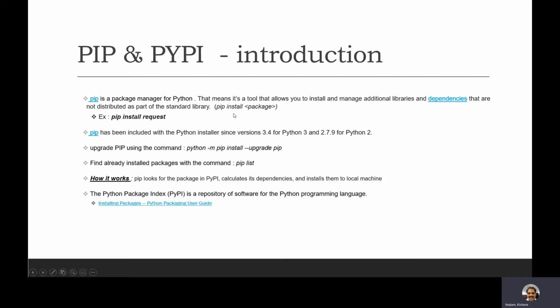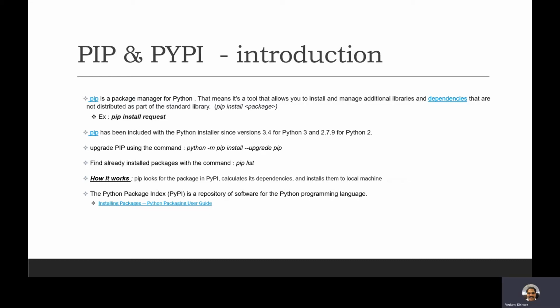There is a command, pip install and the package name. Using this, you can install a particular package. For example, in this case, I'm installing a package named requests. Pip has come with the Python installer since version 3.4, and for Python 2, from 2.7 onwards. If you have an older version of pip, you can upgrade with python -m pip install --upgrade pip. And find the already installed packages with the command pip list or pip freeze.